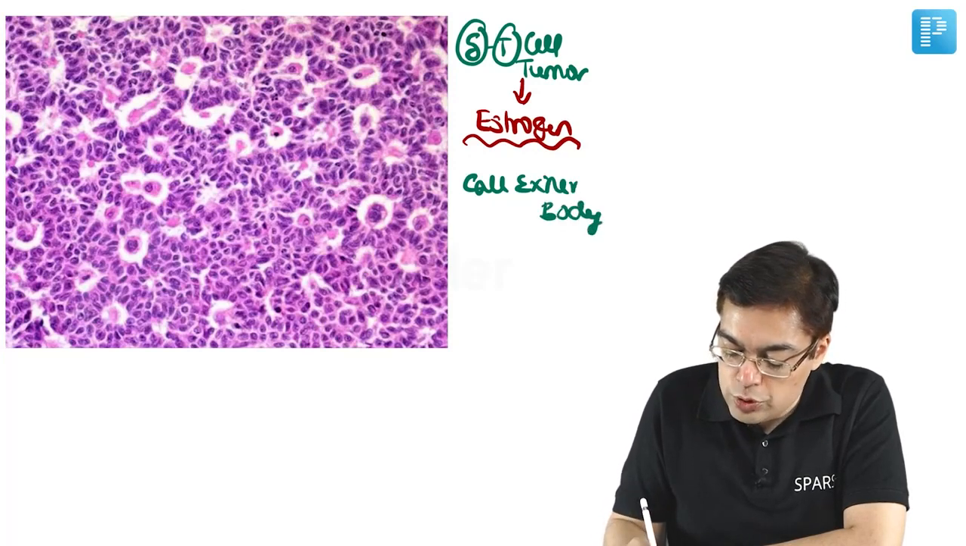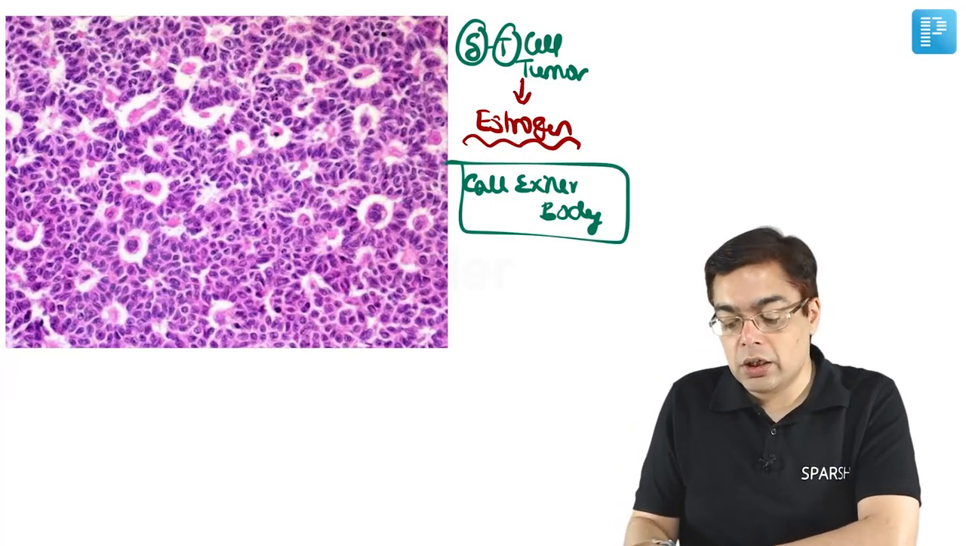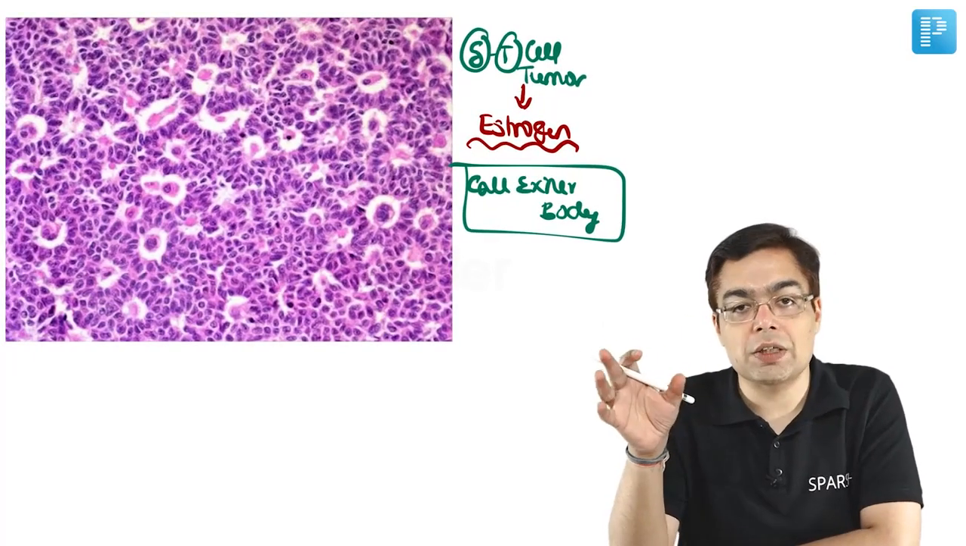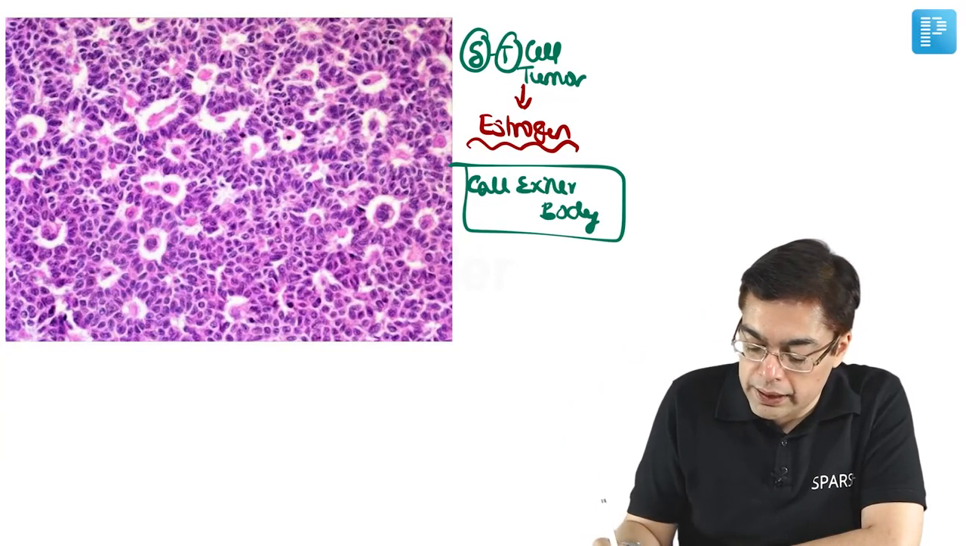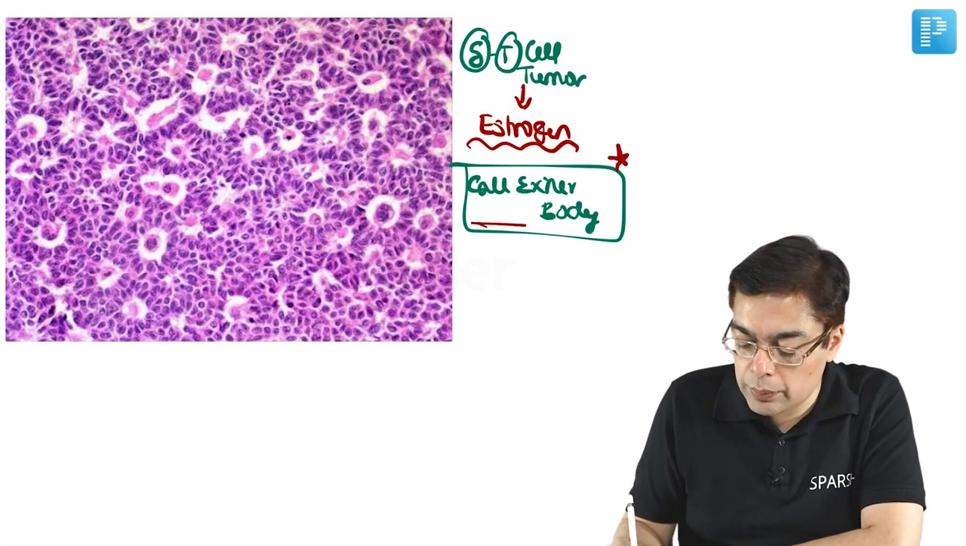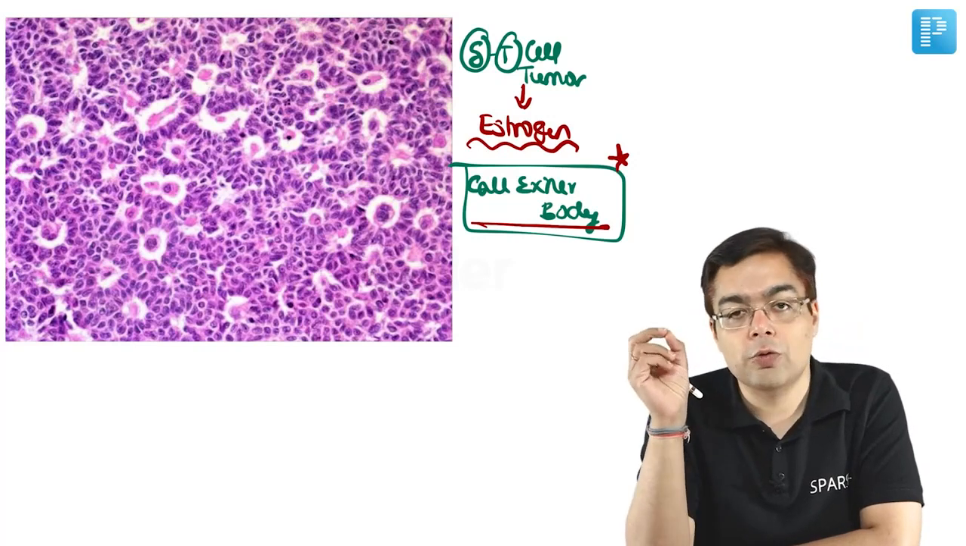So earlier they used to be asking you one-liner questions, but with the current trend of the exams, they might as well give you a history suggestive of excessive estrogen secretion, and they would be then combining it with a histological finding wherein they talk about the presence of something like a Call-Exner body, for which they would be asking a question.